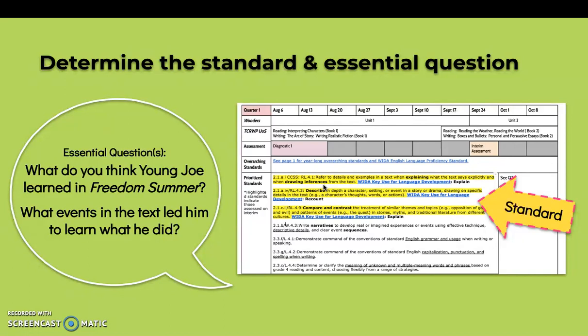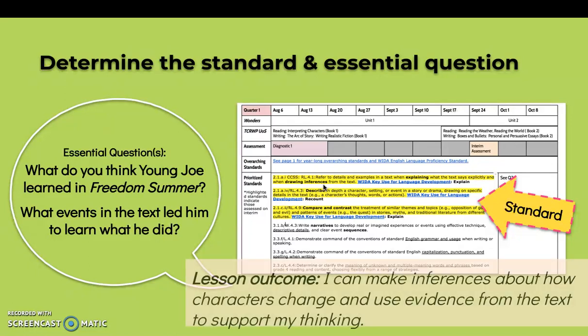Refer to the details and examples in a text when explaining what the text says explicitly and when drawing inferences from the text. Once we take a look at our standard, we can think about essential questions as well as the content objectives to help our students meet that standard. So in this case, the teachers decided that they would ask the questions, what do you think young Joe learned in Freedom Summer, and what events in the text led him to learn what he did? You can see with these two questions that students will both be making inferences and using details or text evidence to do so. Then from this thinking, they constructed a content objective. I can make inferences about how characters change and use evidence from the text to support my thinking.